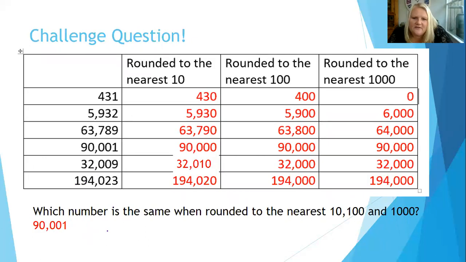Hello, well done for giving the challenge question a go. Super work. Okay, so these are the answers. I'm not going to run through them all, so you can just pause the screen and have a look and go through them, because otherwise it's a little bit boring. There's so many numbers for me to read out, and it gets a bit confusing for you. But the number which is the same when rounded to the nearest 10, 100 and 1,000 was 90,001. So well done if you spotted that, and well done for giving the challenge question a go. So pause the screen to look at the answers if you want to.